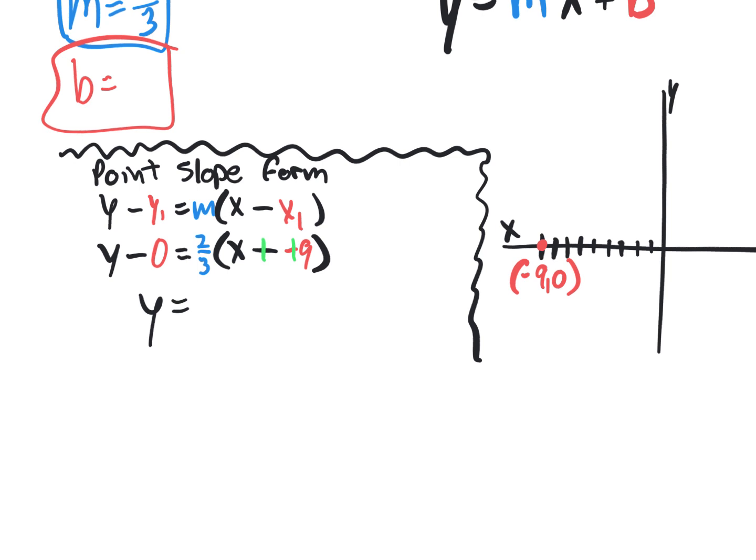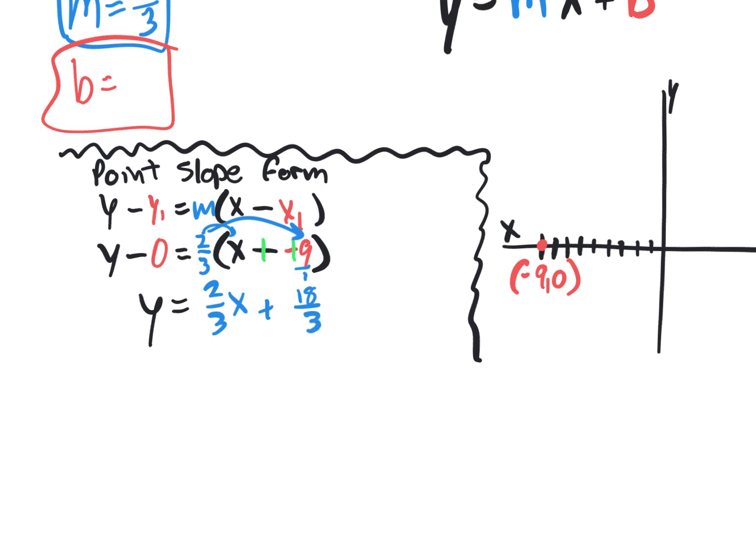So we're going to distribute 2/3 times x. That's 2/3 x, and then 2/3 times 9. You could put the 9 over a 1 and multiply the top with the top and the bottom with the bottom. 2 times 9 is 18. So we have plus 18 up on top, and on the bottom, 3 times 1 is 3 down here.